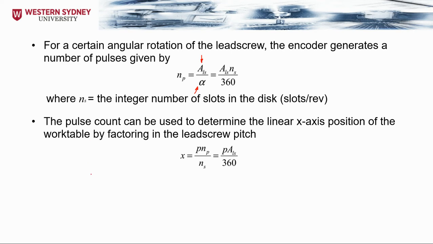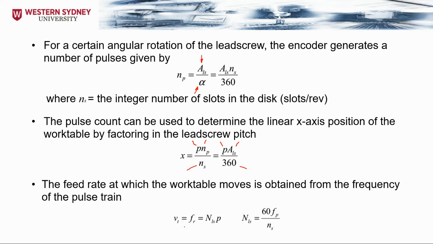The pulse count can be used to determine the linear x-axis position of the work table by factoring in the lead screw pitch value, so x is going to be equal to Np times p divided by Ns, which is the pitch value multiplied by the pulse number divided by the slots number. Or I can rewrite it as p multiplied by Np divided by 360.